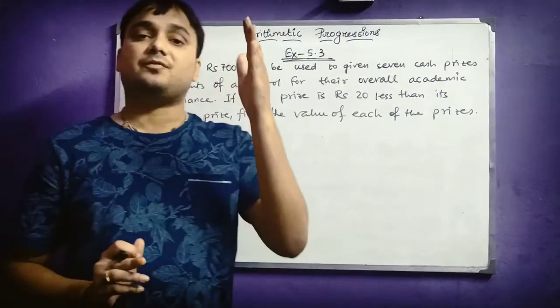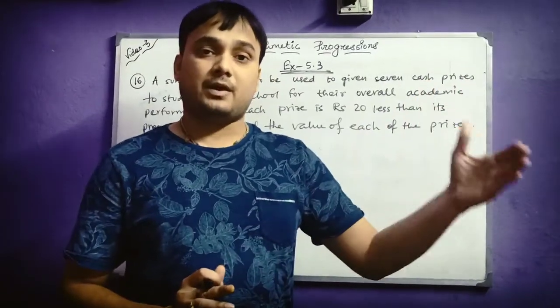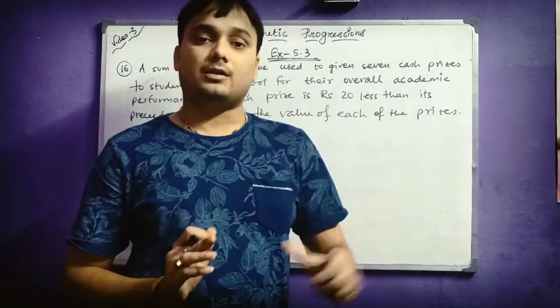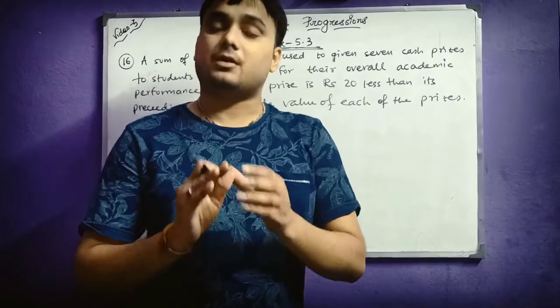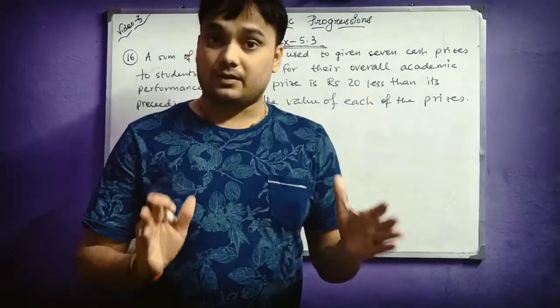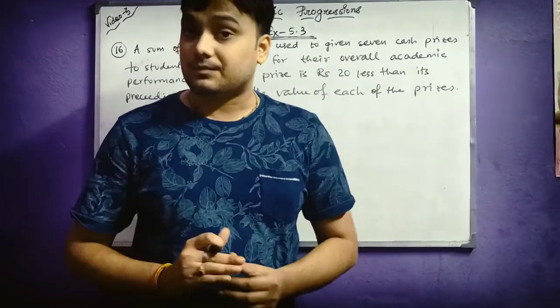Okay, starting from the first prize, second prize, third prize, fourth, fifth, sixth and seventh prize, we have to find the prices of all these 7 prizes, and the difference between all these prizes is rupees 20, and we have rupees 700 in total to purchase these 7 prizes.